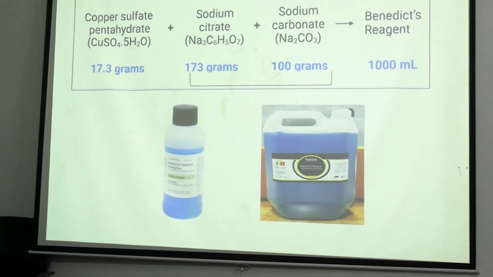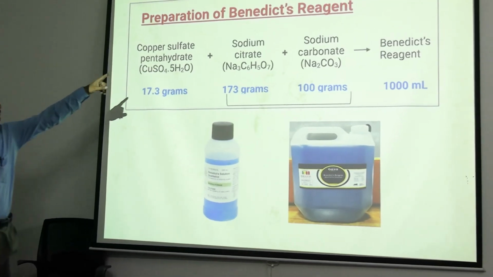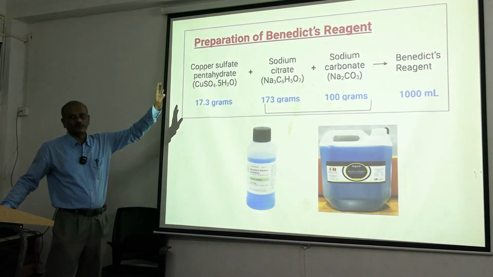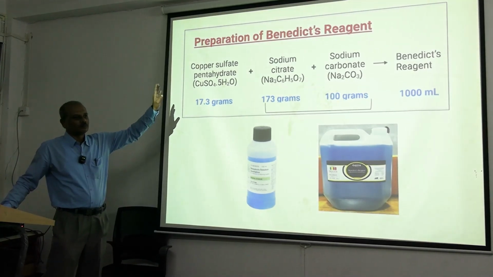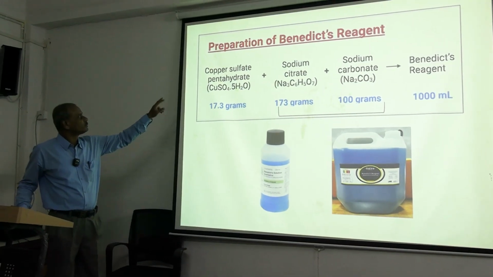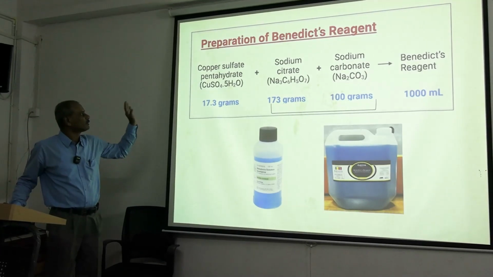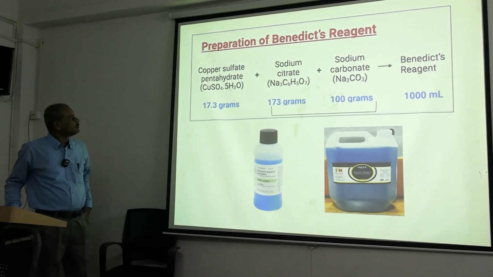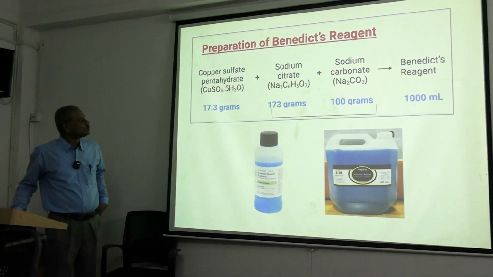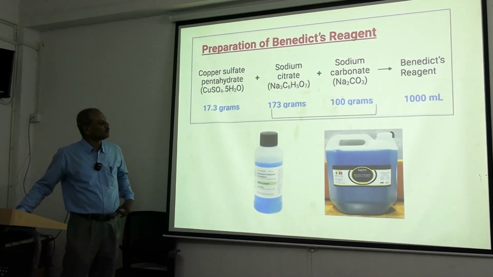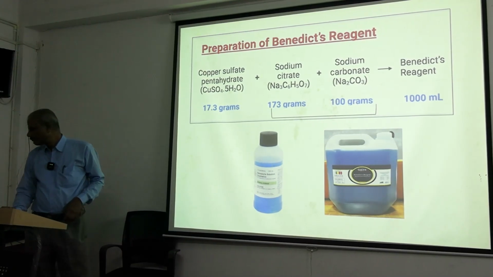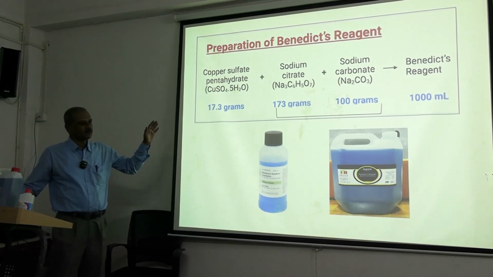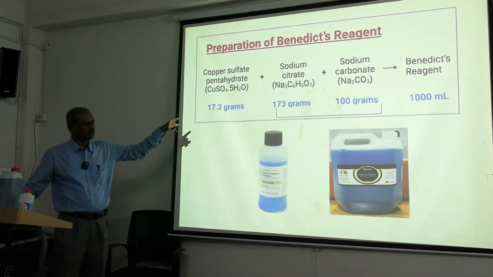See, write down the composition, only the names. Composition of Benedict reagent, write down: copper sulfate tetrahydrate, or simply copper sulfate, sodium citrate and sodium carbonate. See, why I have written this, there is a purpose, this weight.